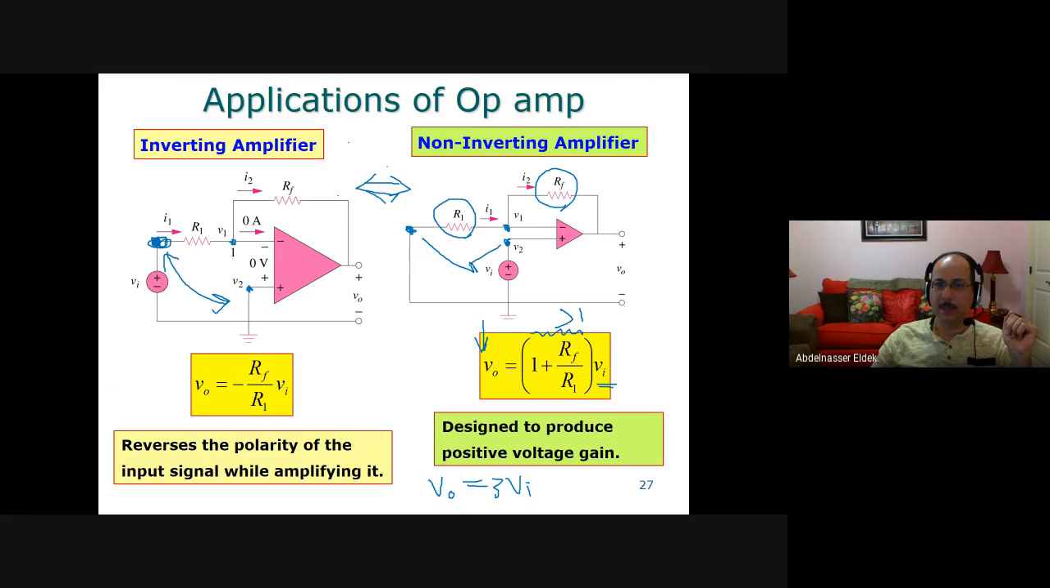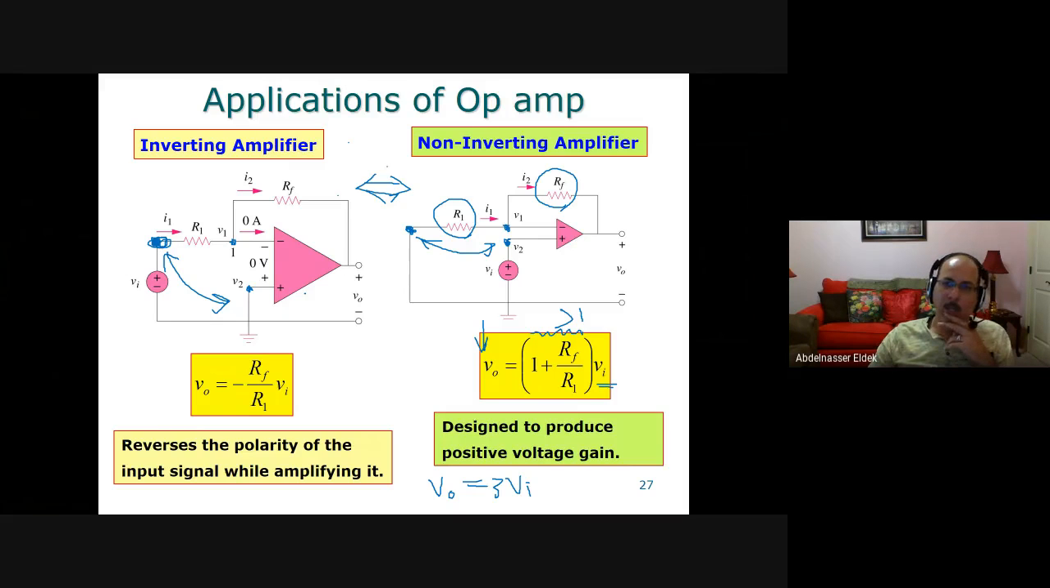So these 2 points here. If you switch the source, you move it here, and the ground, you move it here, then this will make it an inverting amplifier. So the difference between them is a very simple change: you switch the location of the ground and the input voltage.